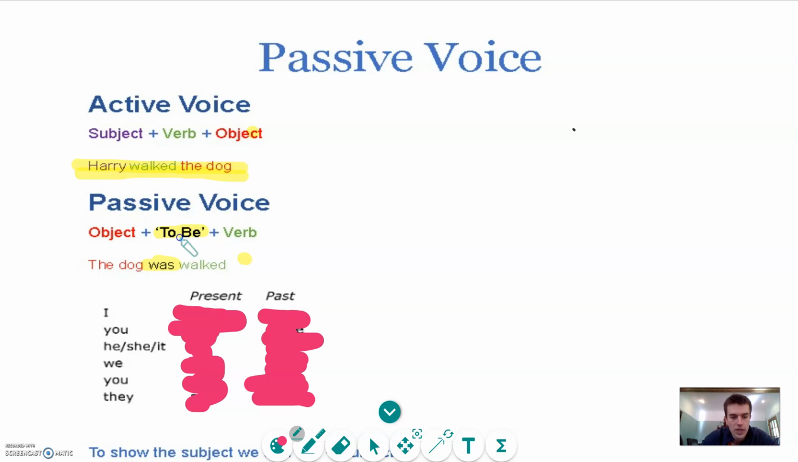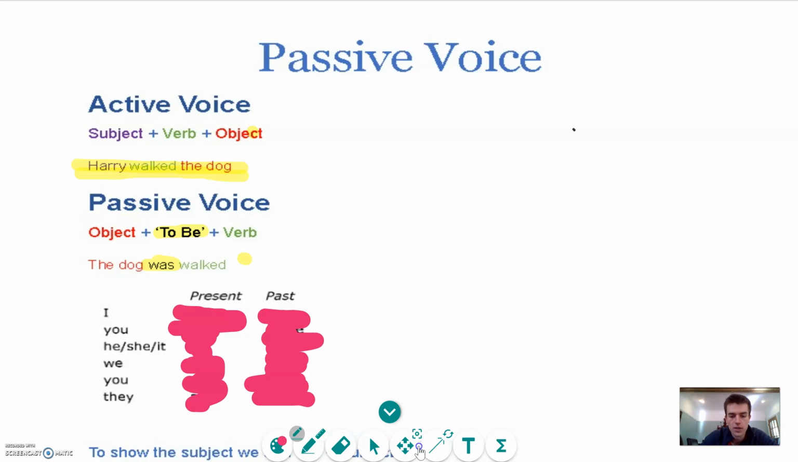But in order to achieve this, we need to add in the conjugated version of the verb to be, which obviously isn't here. We don't say Harry was walked the dog, or we don't say Harry walked was the dog. It's not needed. But if we're going to use a passive voice, we need to remember to conjugate to be and then add it in between the object and the verb. So we put it before the verb.